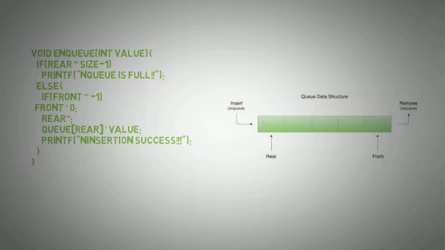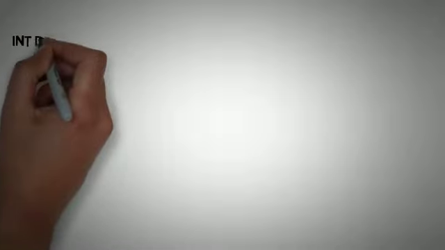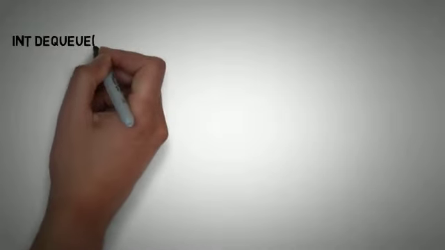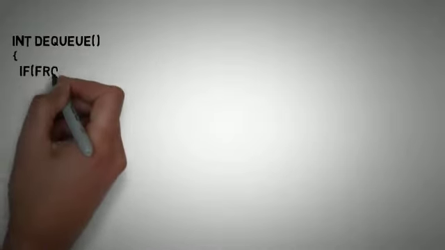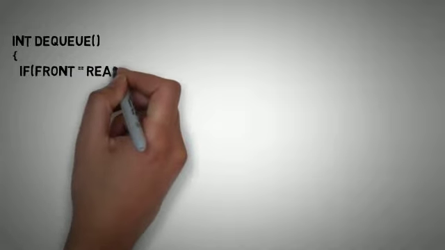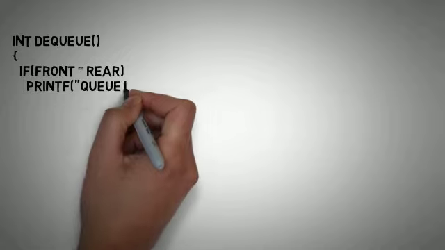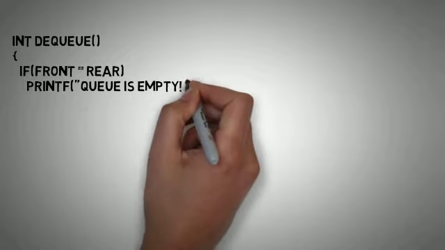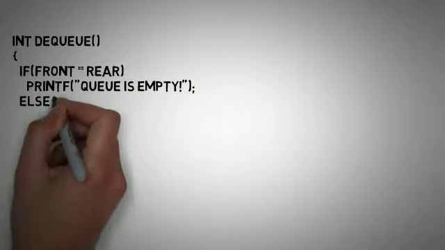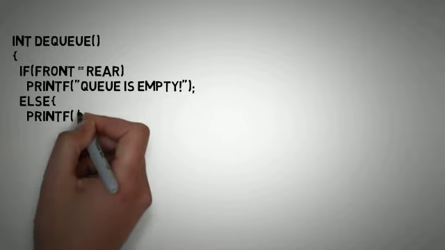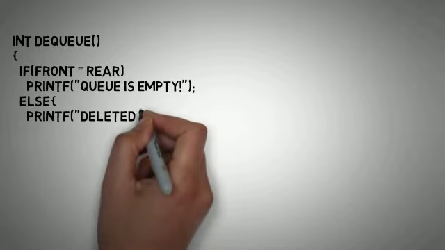Now let's see about DeQueue. In the DeQueue function, there is a condition statement that if front equals rear, that means the queue is empty, we can't delete anything. Else, print deleted and that number. Then front plus plus, that means front will be incremented.